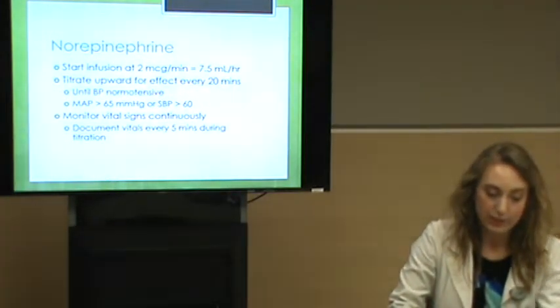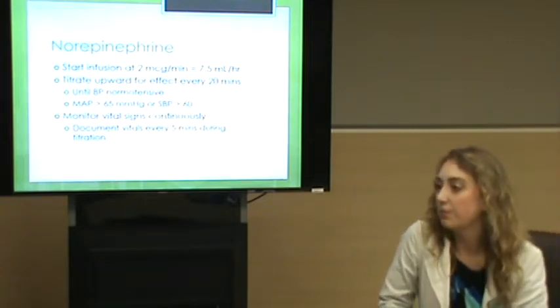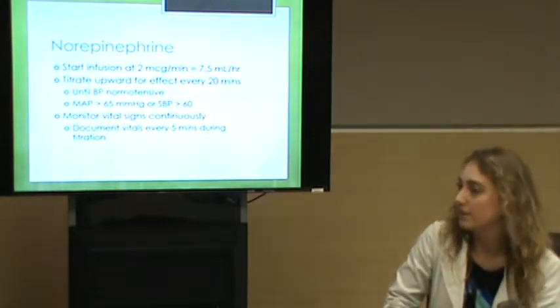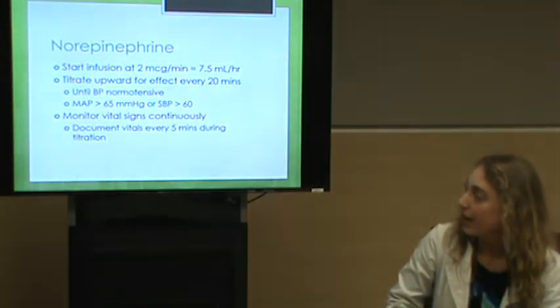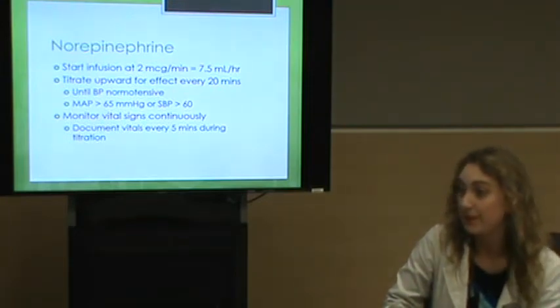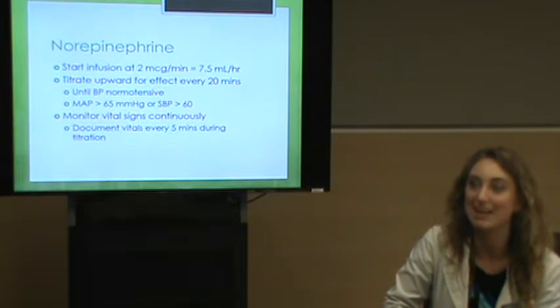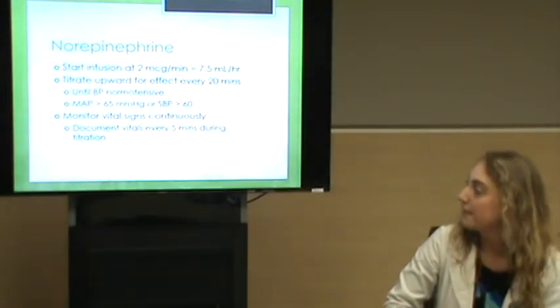They can start at lower than that. That's just the typical starting rate. You would want to titrate upward every 20 minutes until the blood pressure is normalized. Typically you would shoot for a goal of mean arterial pressure greater than 65 or systolic greater than 60. But again, the providers can fine tune that, so you just want to reference back exactly what parameters that physician has ordered for your patient.